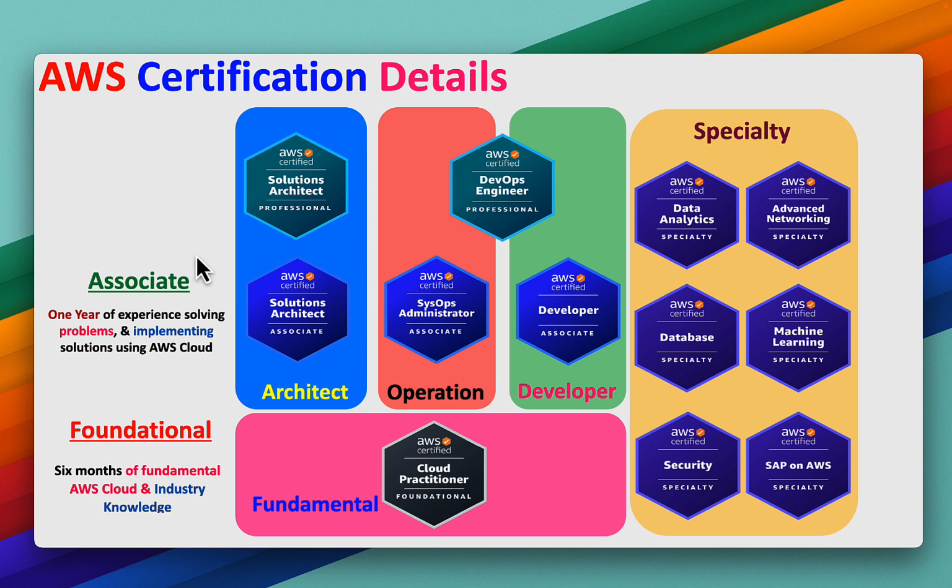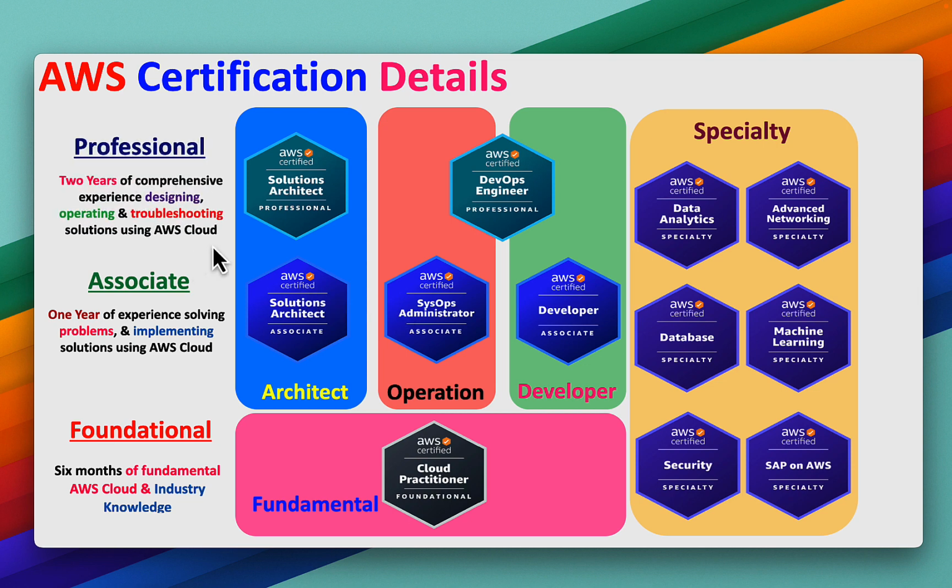The next horizontal track is professional, and in the architect layer we have Solutions Architect Professional, which is a more advanced and very complex certification. And for operations and developer combined, there is one certification offered by AWS called DevOps Engineer Professional. This is an advanced certification compared to associate.